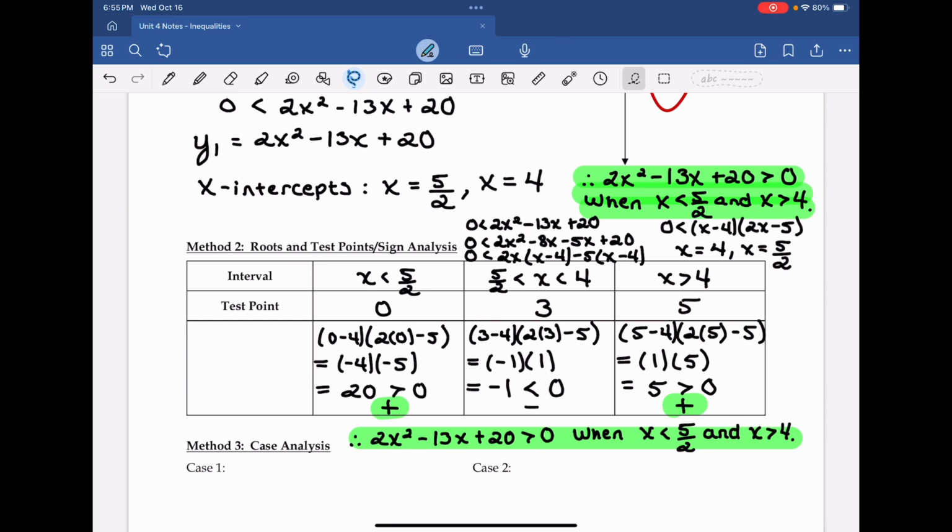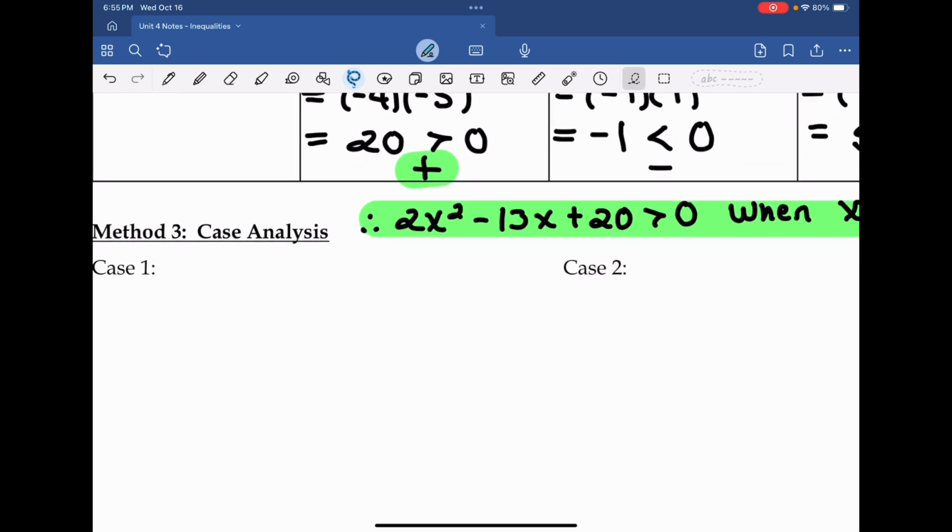Now the last example, or the last method I should say, is case analysis. And case analysis essentially is the same thing as root and test point or sign analysis. However, we just break it apart a little differently. And so here's how we're going to think about this. If we know that this inequality is where it's greater than 0, we have to list out a few different situations here. 2x squared minus 13x plus 20 is greater than 0.